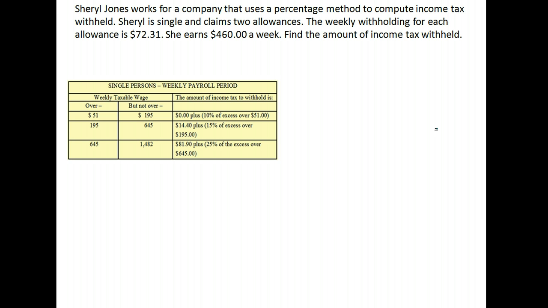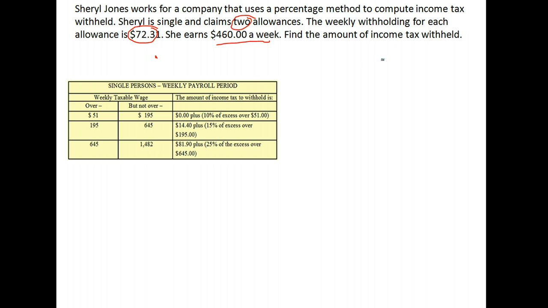Alright, here's one more example like that. Let's take a look at Cheryl Jones. She works for that same type of company where you pay a percentage. Cheryl is single. She claims 2 allowances. The weekly withholding for each allowance is $72.31, and she makes $460 a week. Find the amount of income tax withheld.